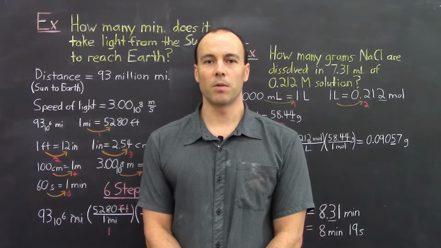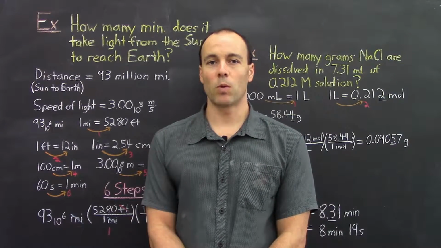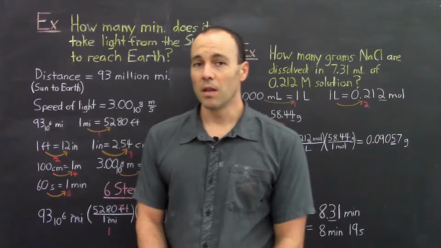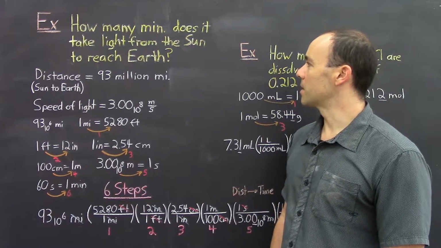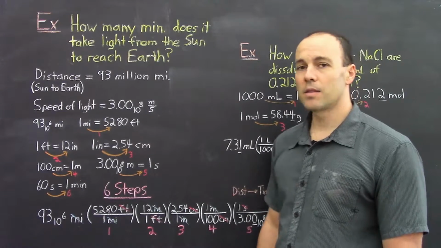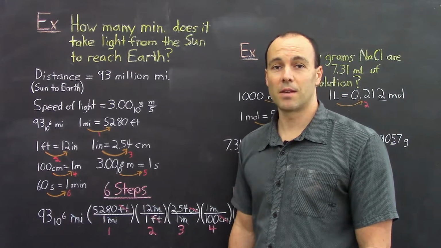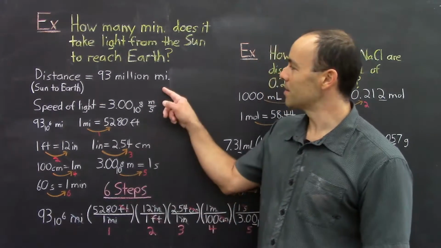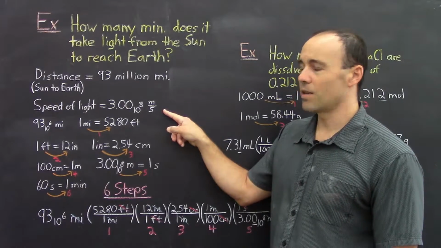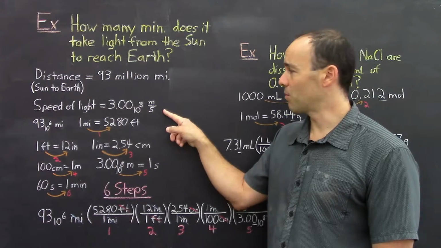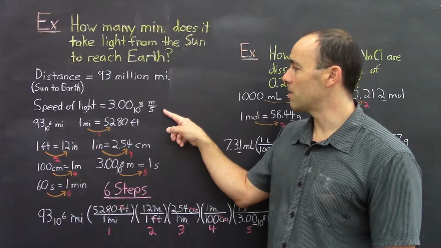Let's do 2 examples where we have to build the unit required by the solution. In the first example, we're asked, how many minutes does it take light from the sun to reach Earth? Now to answer this, we need to know how far the sun is from the Earth, and that's a distance of 93 million miles. We also need to know how fast light travels. It travels at a speed of 3.00 times 10 to the 8th meters per second.